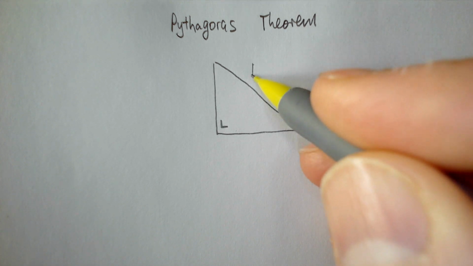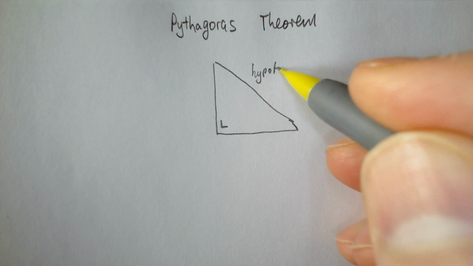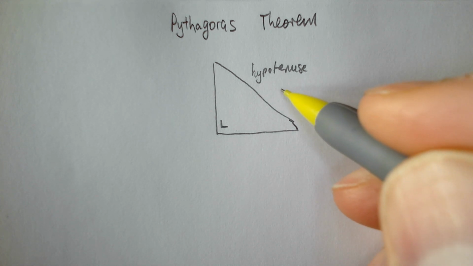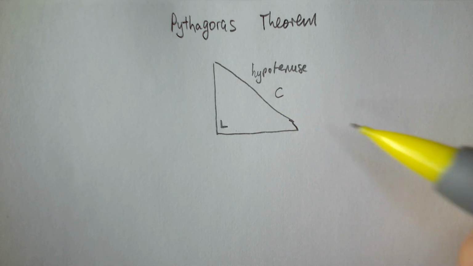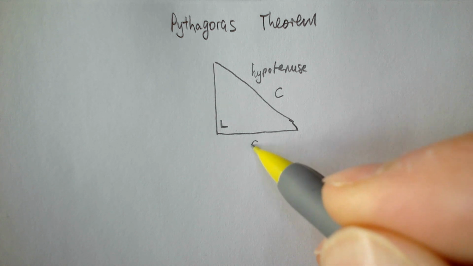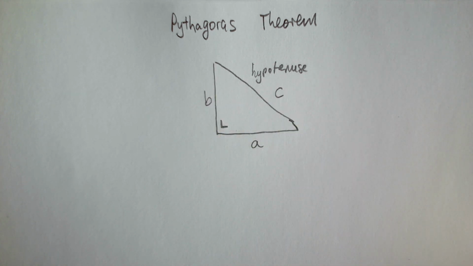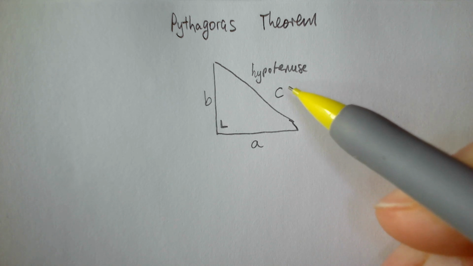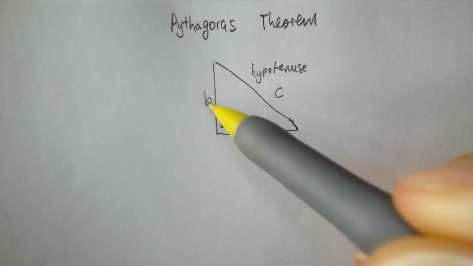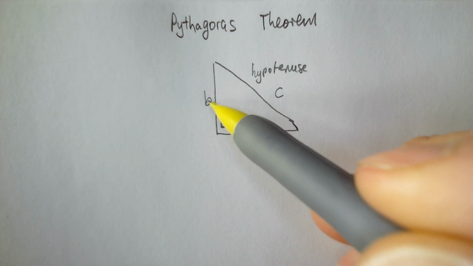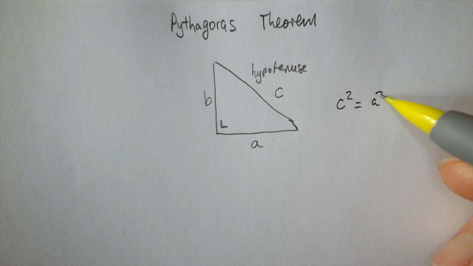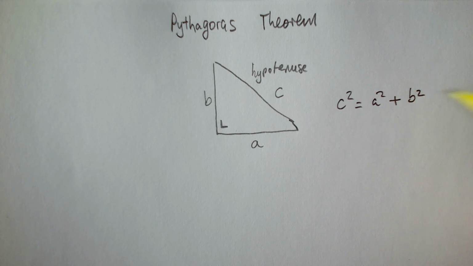So this side is called our hypotenuse. And then we typically call that side C, and we call these other sides A and B. So what he said was the square on the hypotenuse, so the square of C, which is C squared, is equal to the sum of the squares of the other two sides. That's going to be B squared and A squared. So what he said in terms of maths is C squared equals A squared plus B squared.